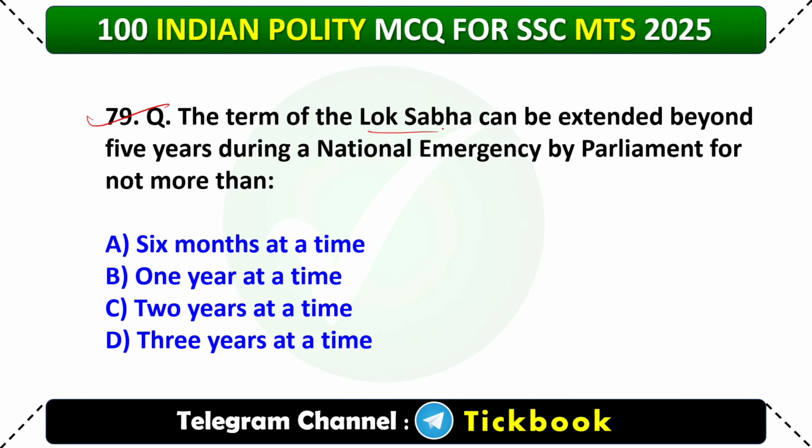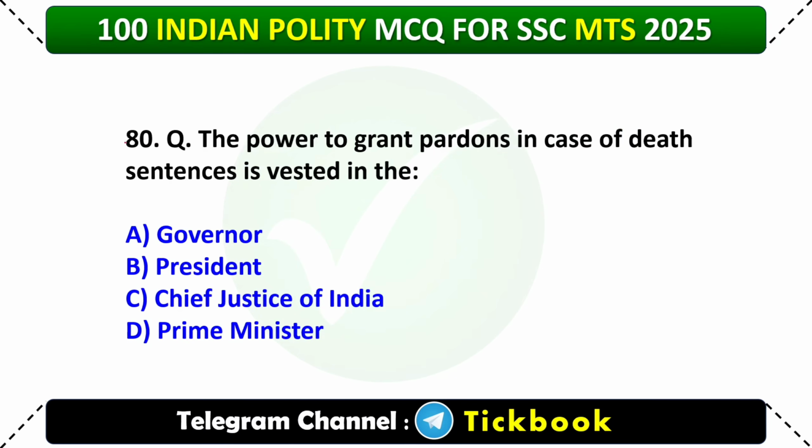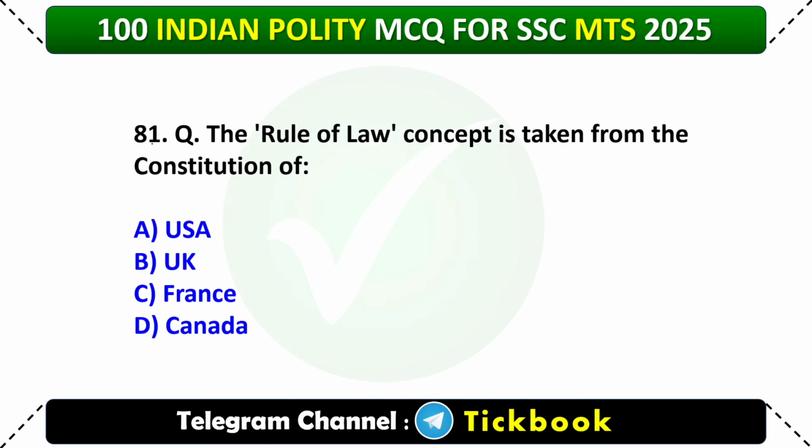79. The term of the Lok Sabha can be extended beyond 5 years during a national emergency by Parliament for not more than. Option number B, 1 year at a time. 80. The power to grant pardons in case of death sentences is vested in the. Option number B, President.